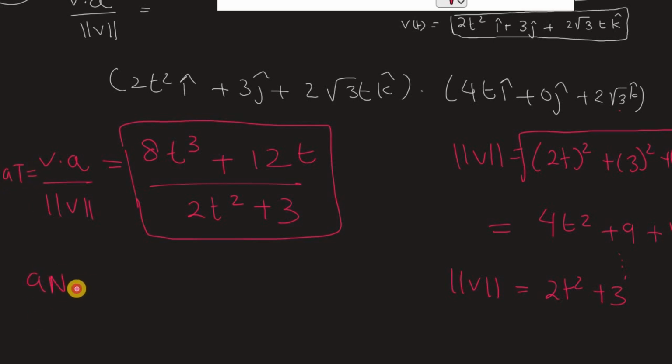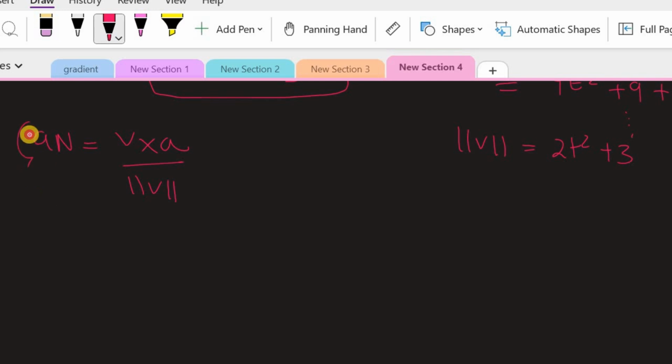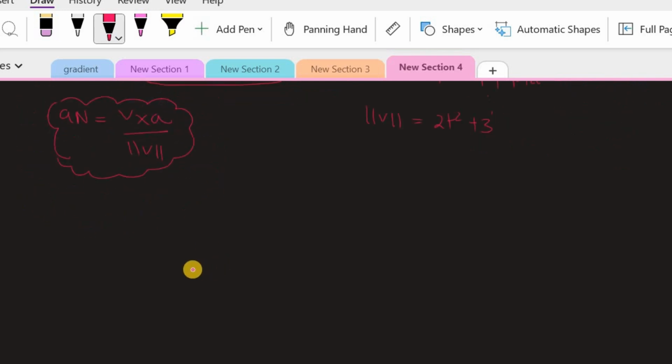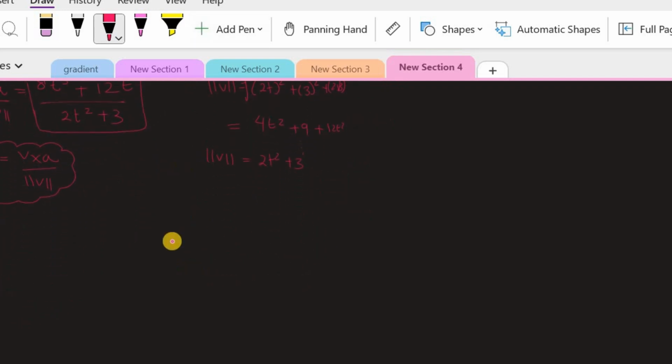Now how do we calculate a normal? So to calculate a normal, we have the formula. We're going to take the cross product v times a over the magnitude of v again. So we have this formula over here, v cross product with a over magnitude of v. So we're going to do the cross product. First we need to write it in the form of i, j, and k.